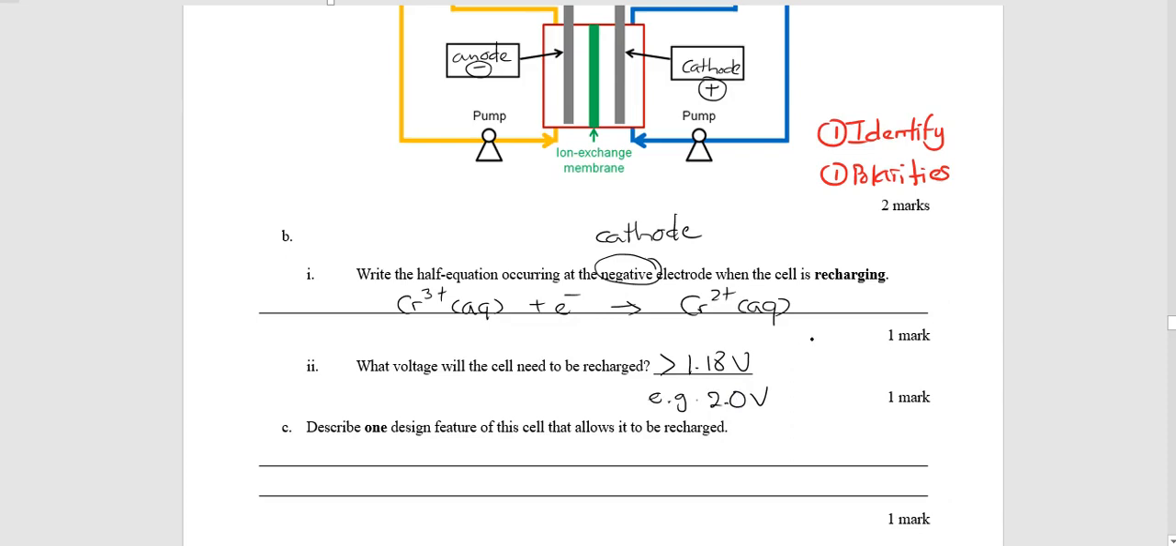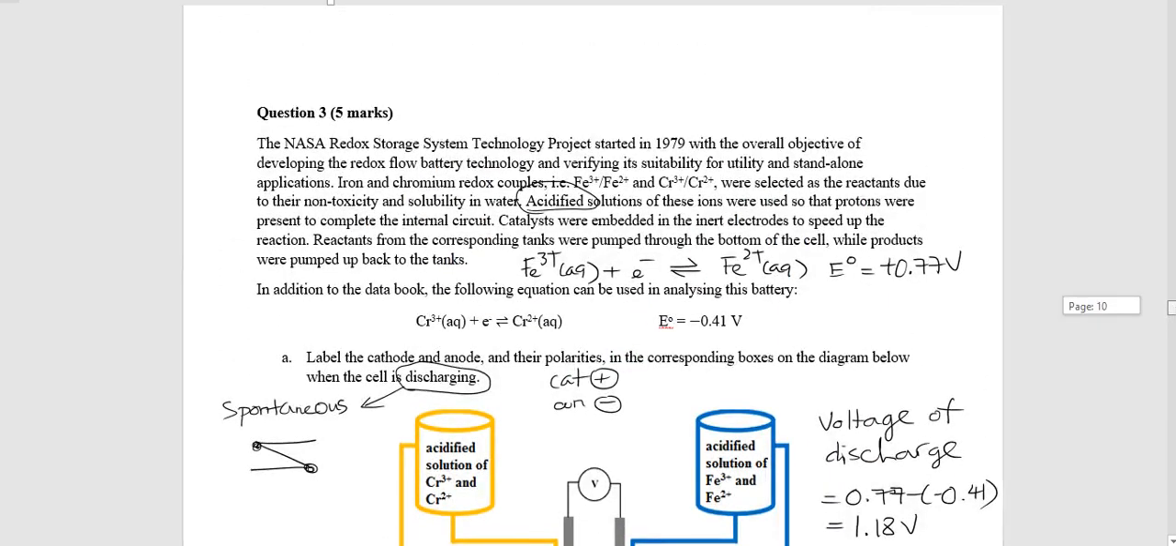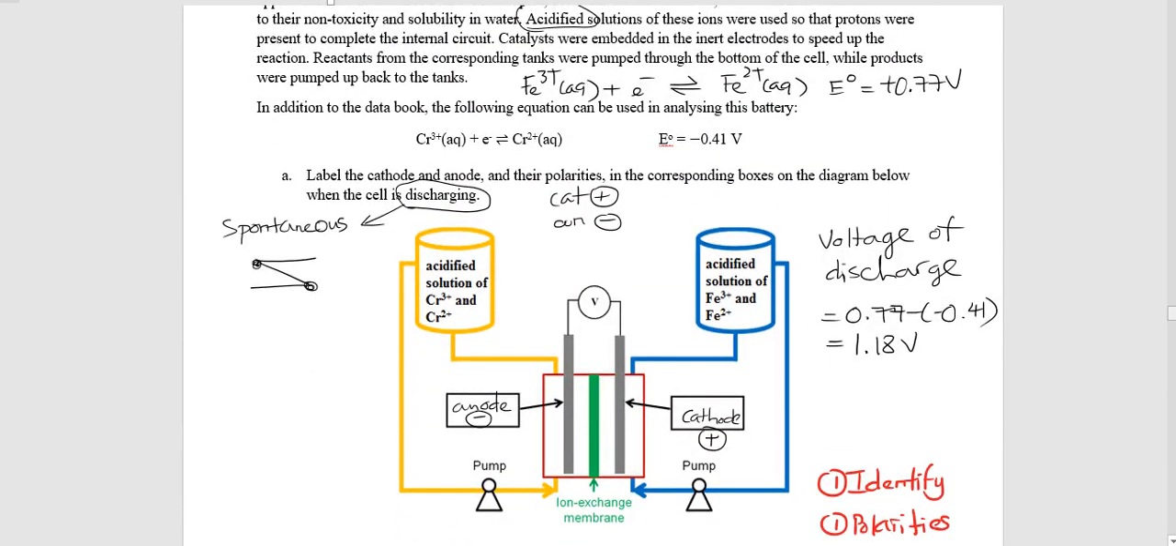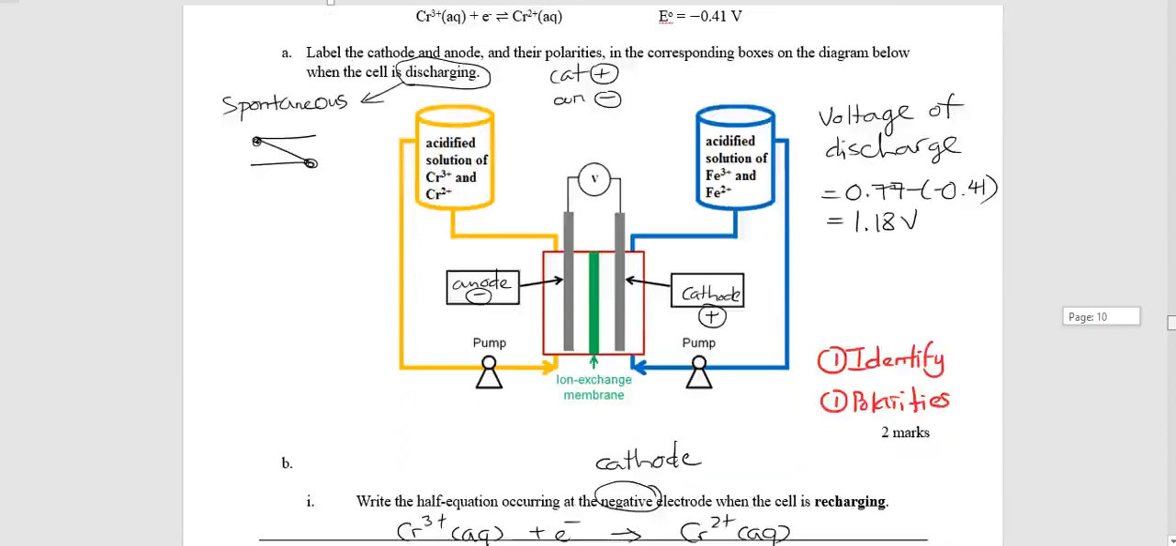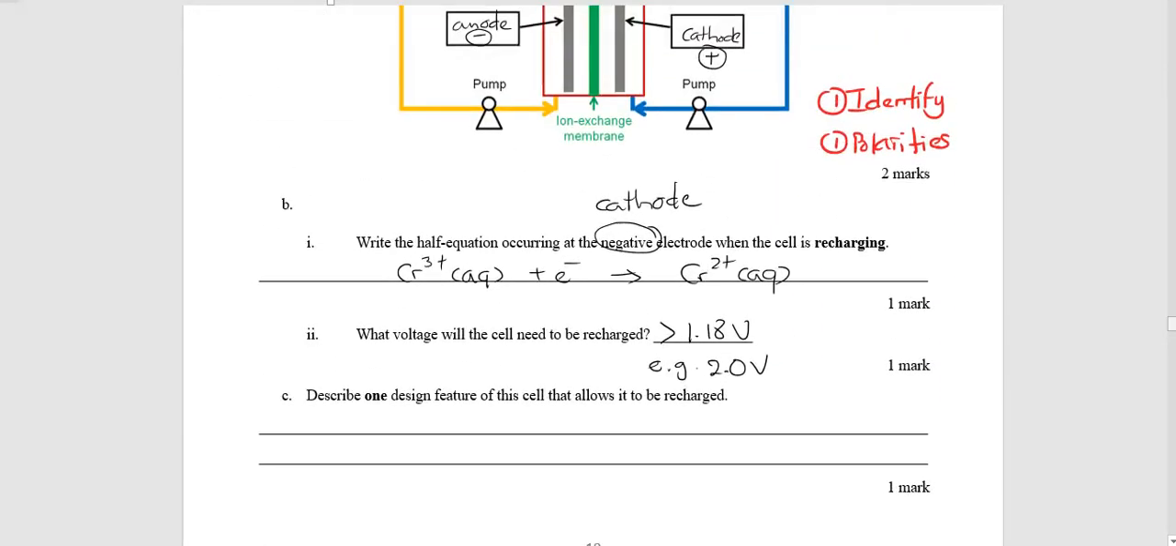Describe one feature of this cell that allows it to be recharged. Okay, now this is not your standard rechargeable battery. The products of discharge are definitely not a solid, but they can remain in contact with the electrode as long as they are pumped into the reaction chamber. So if you just say that they remain in contact with electrodes in their convertible form, that's not 100% accurate. You need to be more specific to this scenario.